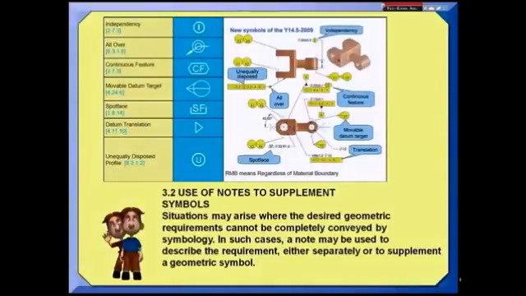In the 1994 standard, in section 3.2, we're told that you can always use notes. Situations may arise where the desired geometric requirements cannot be completely conveyed by symbology. In such cases, a note may be used to describe the requirement. So we have these 7 new symbols, but we can handle most of them with notes.